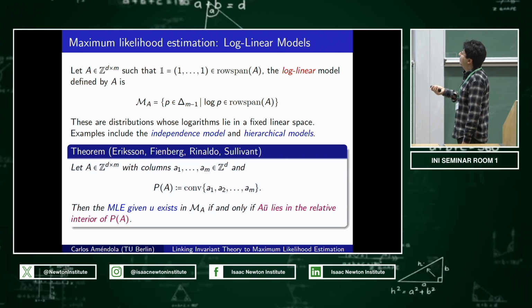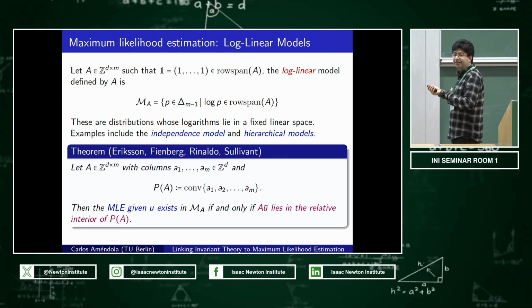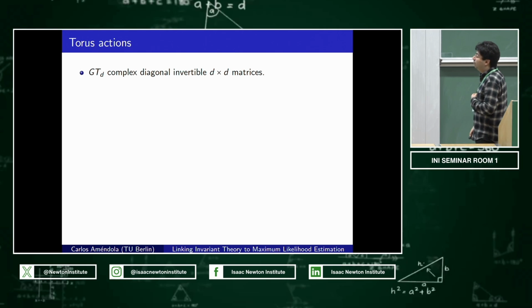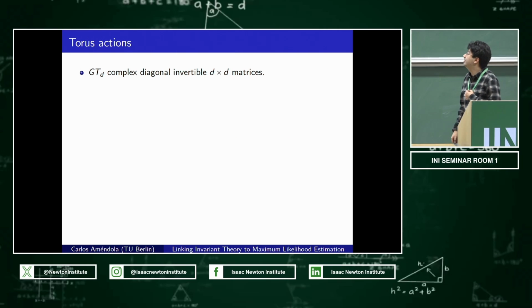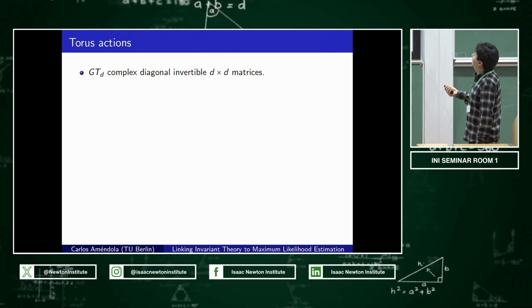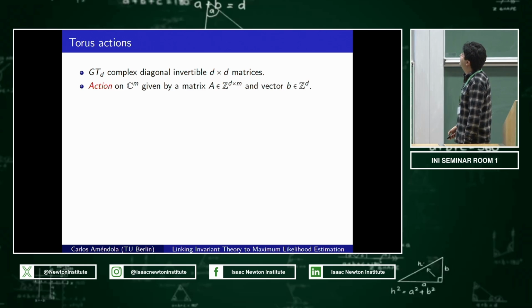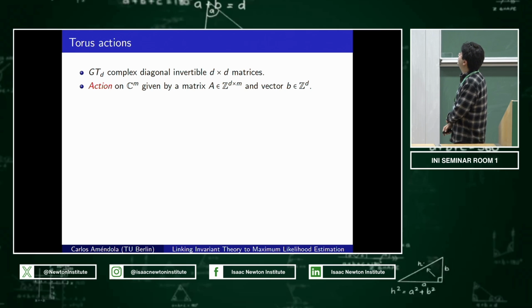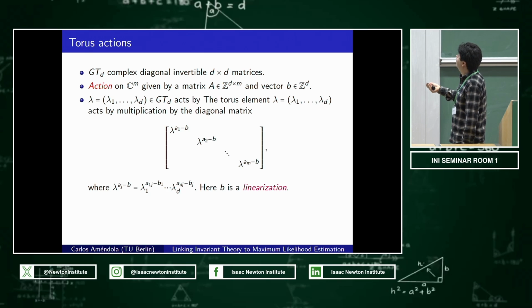And this is going to help us now relate to invariant theory. So what's the group here? The group is going to be the torus. Consider complex diagonal invertible D by D matrices. The action is going to be given by the natural action. We're going to have another vector B that's going to serve as modifying the action a bit. This is what we will call a linearization.